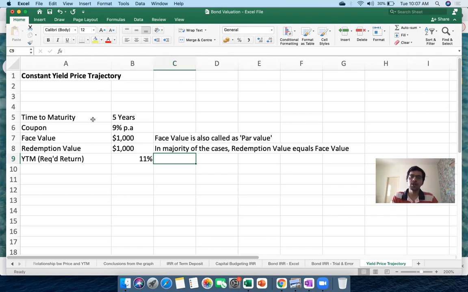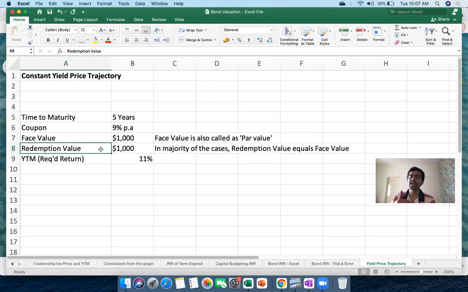Let's say there is a bond which has a time to maturity of 5 years. It has a coupon rate of 9% per annum. The face value is $1,000. The face value, remember, is also called the par value. Whenever I refer to par value, it also means I'm referring to face value.